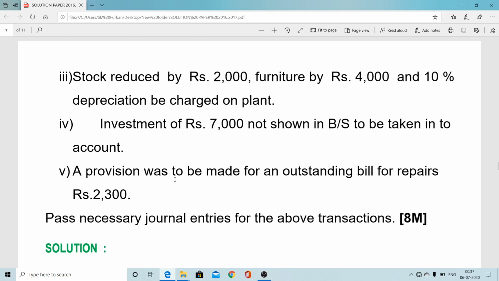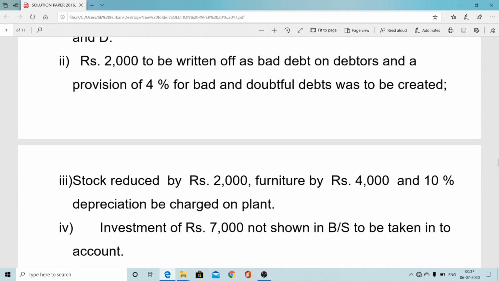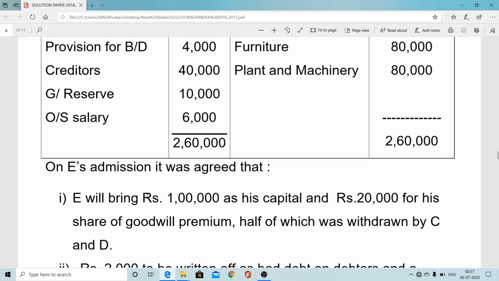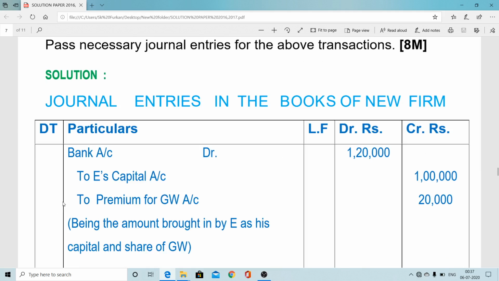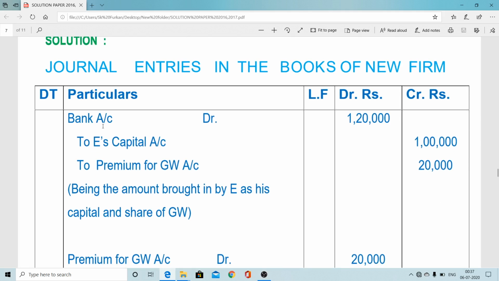There is also an unrecorded liability, so revaluation account debit to outstanding repair bill. Now one by one we'll consider. First one, adjustment 1, journal entry: cash or bank account debit to his capital account and premium for goodwill. We pass a compound entry here, it will be easy and save time.